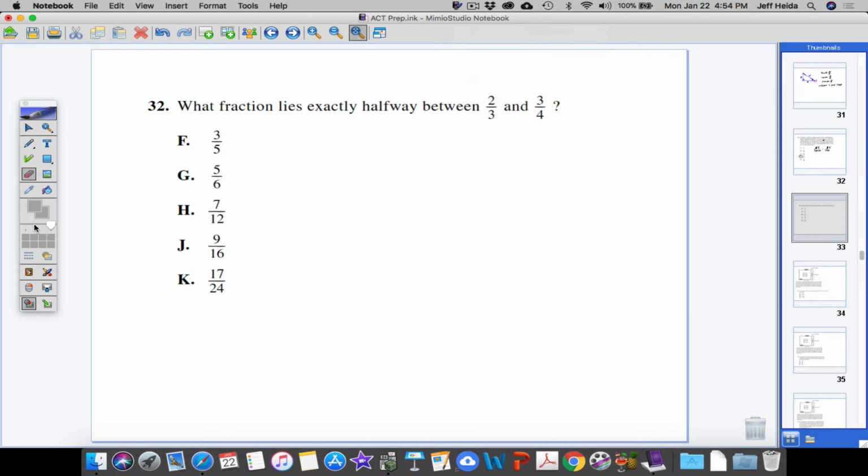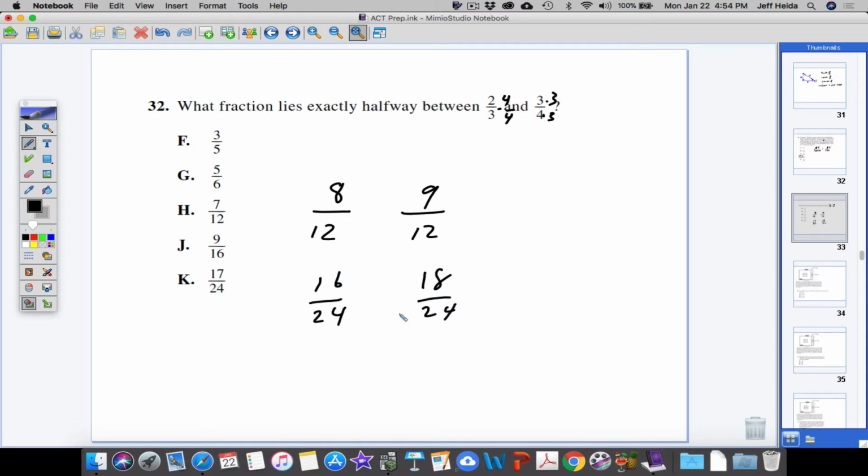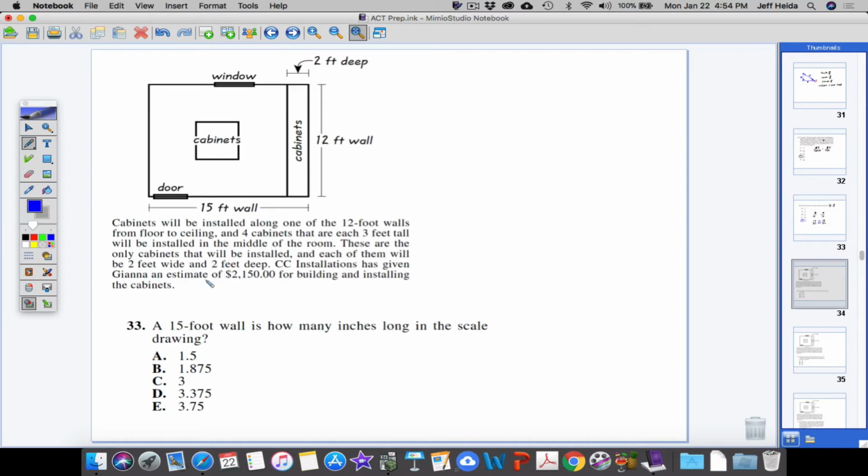Problem 32. What fraction lies exactly halfway between 2/3 and 3/4? We need to get a common denominator, which is going to be 12 in this case. So 2/3, to get that to 12, you need to multiply it by 4 over 4. So that's 8 twelfths. And 3/4, you need to multiply that by 3 over 3, which is 9 twelfths. Well, halfway between 8 and 9 is 8.5. So let's go to 16 24ths and 18 24ths, and halfway between them, you're going to have 17 24ths.